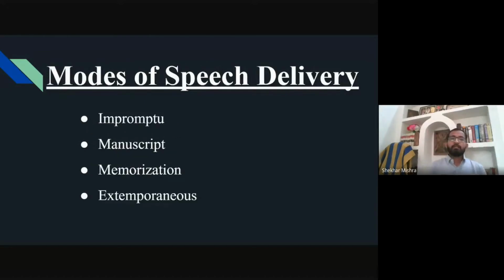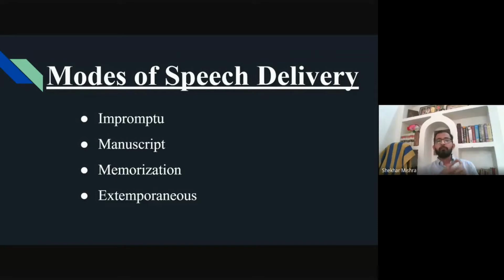Now, this is one of the most important slides in this presentation, as I'm going to tell you here what is the mode of speech delivery. What should be the mode of speech delivery? You have seen people very nervous and frustrated during their speech, or you have seen people very smart and they have presented very well. This depends on in what order they have prepared their speech. So here we have four kinds of modes of speech delivery.